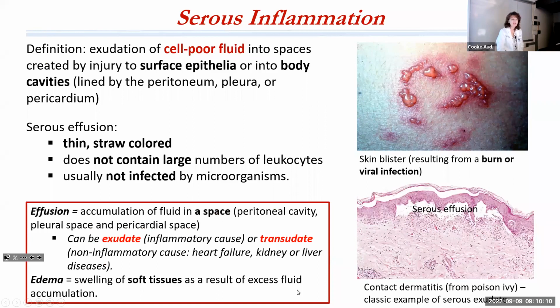How do we define serous inflammation? Serous inflammation is exudation of cell-poor fluid into spaces created by injury to surface epithelia or into body cavities lined by peritoneum, pleura, or pericardium. Now, grossly, they look like this. Here's an example of a skin blister resulting from a burn or a viral infection.